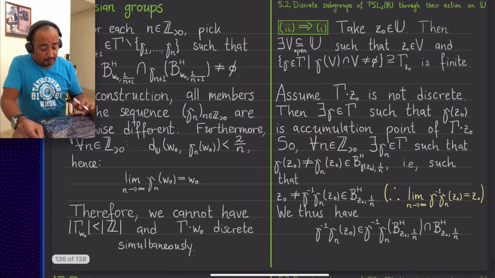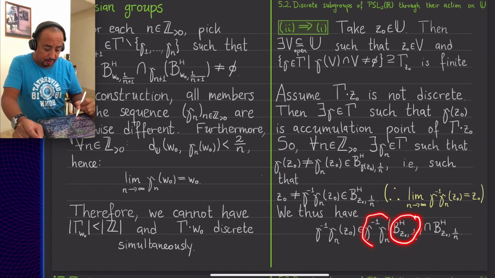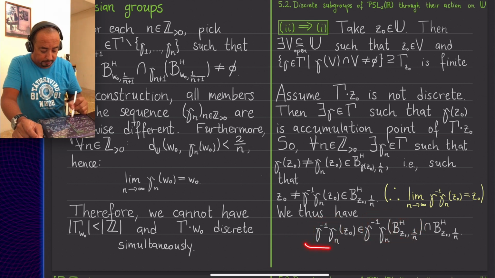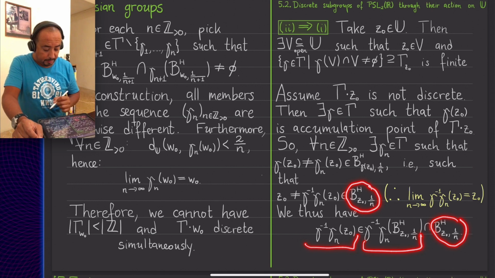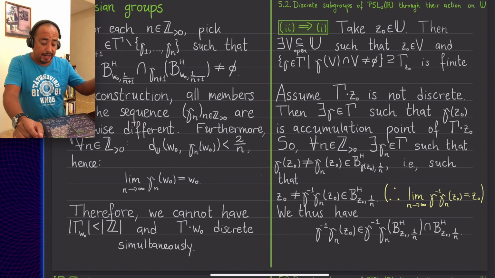I have, well, this point is the image of Z0 under this element. So it's the image of someone here, namely the center, under this element. Right? So of course this one belongs to this one. But I just said that it also belongs to this one. Right? So it's in the intersection. Okay. This is for any given n, right?